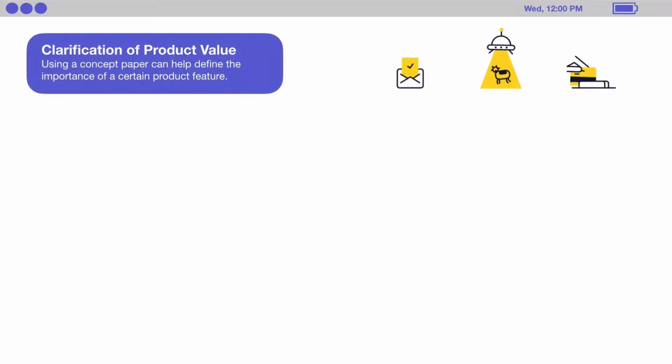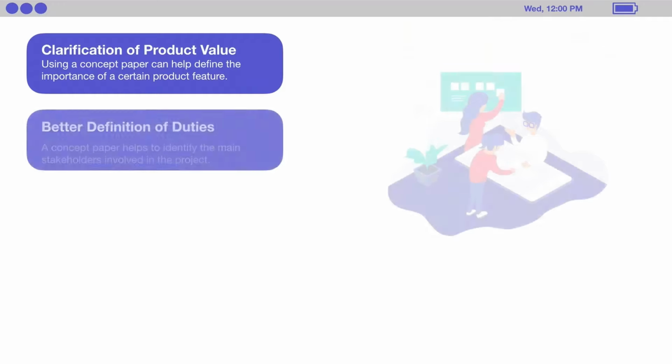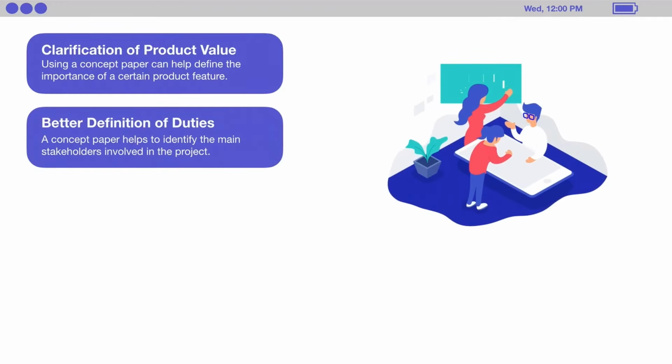One, clarification of product value. Using a concept paper can help define the importance of a certain product feature or research development. Also, the product or research impact on society and economy can be discussed and explained in this output. 2. A better definition of the duties and responsibilities.